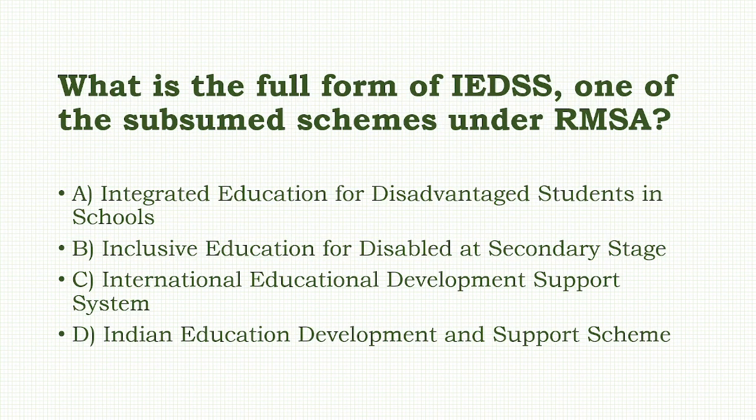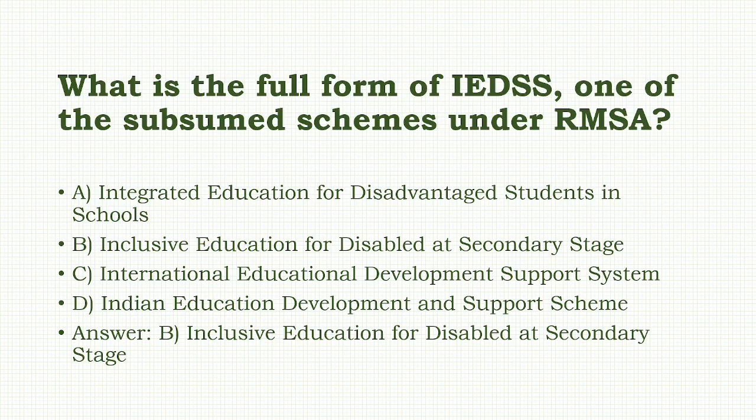What is the full form of IEDSS, one of the subsumed schemes under RMSA? Option: Integrated Education for Disadvantaged Student in Schools, Inclusive Education for Disabled at Secondary Stage, International Educational Development Support System, Indian Education Development and Support System. Answer of this question is option B, that is Inclusive Education for Disabled at Secondary Stage.